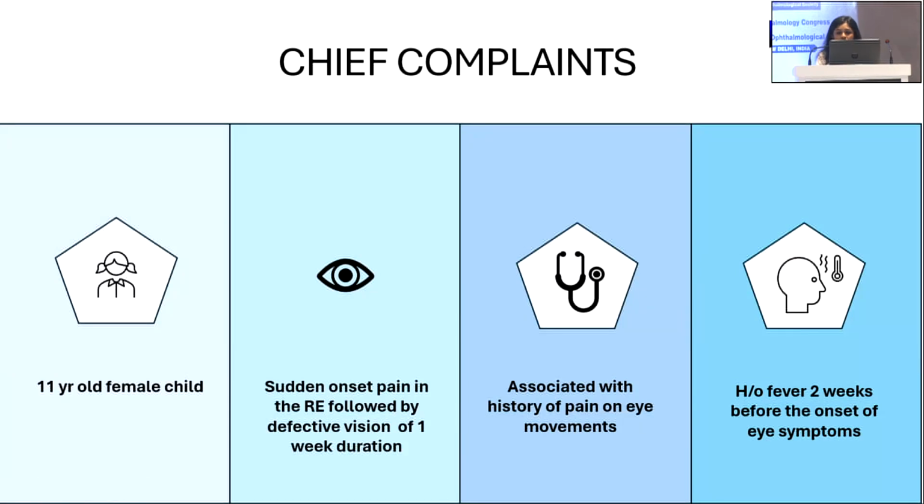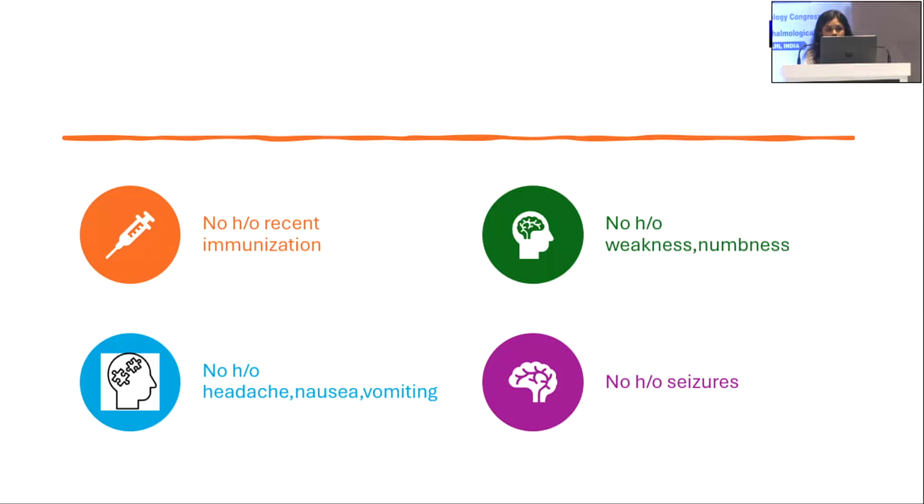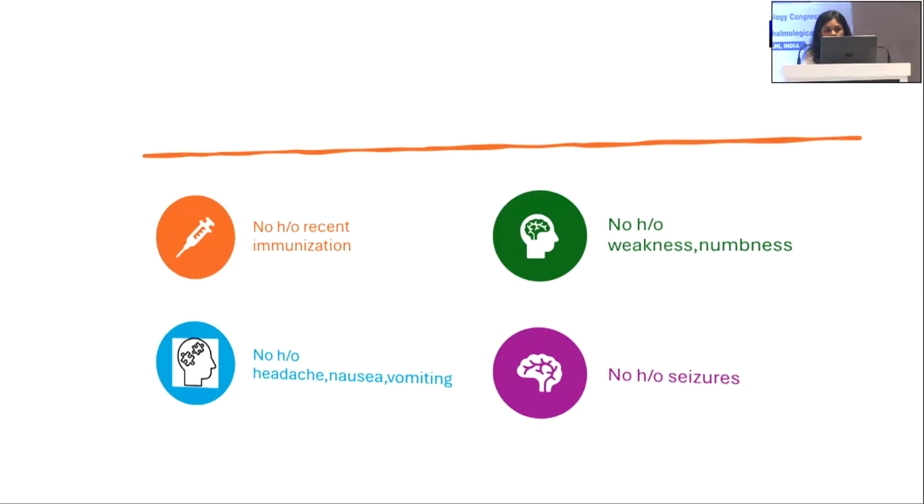I'm talking about MOGAD. I'm talking about a child who came with chief complaints of sudden onset pain in the right eye, followed by defective vision of 1 week duration, associated with pain on eye movements. History of fever 2 weeks before the onset of eye symptoms. No history of recent immunization, no history of weakness, numbness, headache, nausea, vomiting, and no history of seizures.